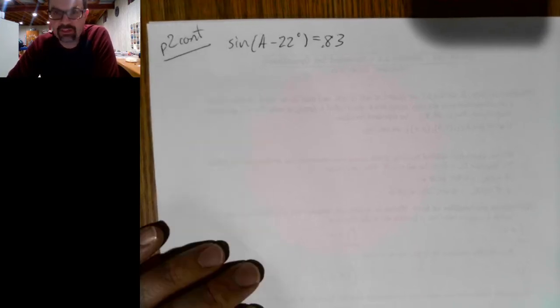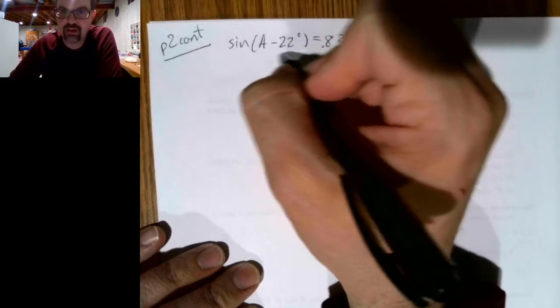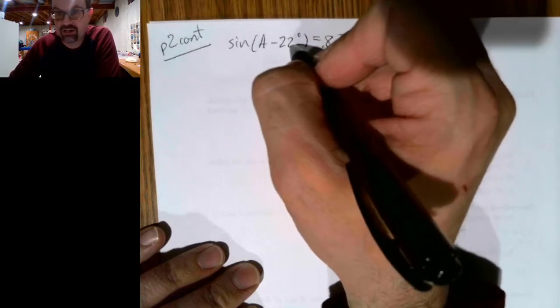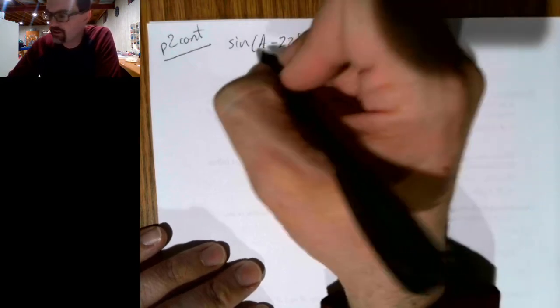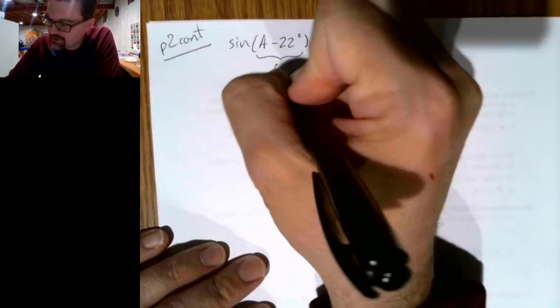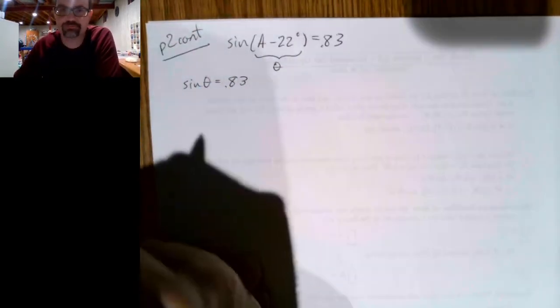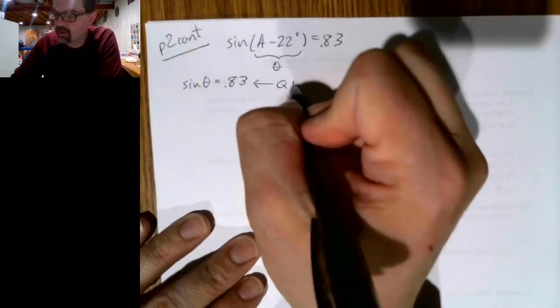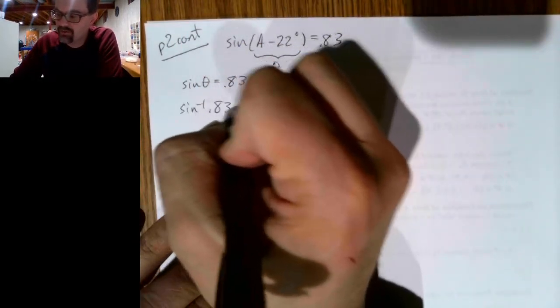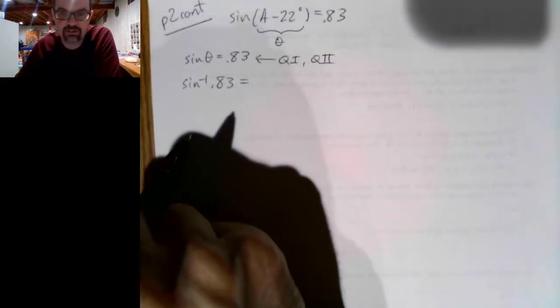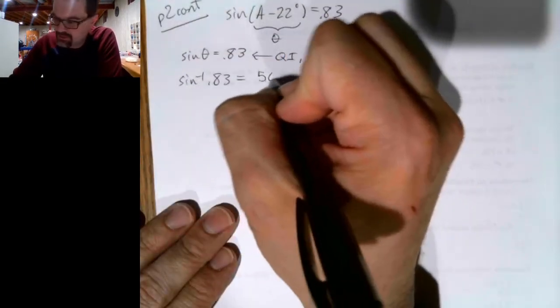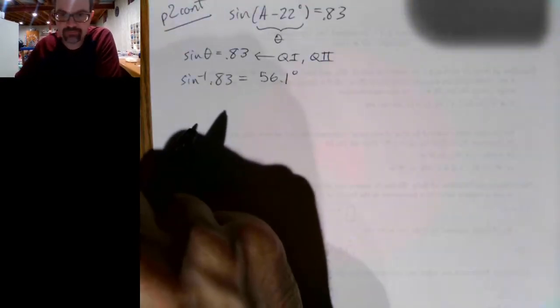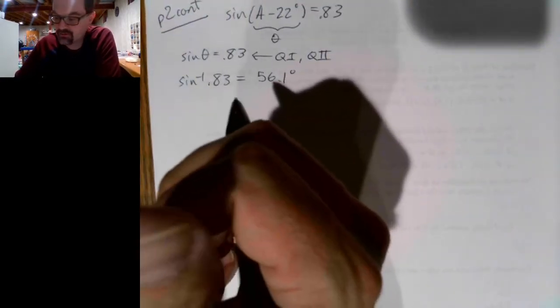Now what's a little different about this one is that what's inside is not just x or theta, it's a minus 22 degrees. If you want to, you could just think, well, let's call this thing theta. So what we're really dealing with is sine theta equals 0.83. It's a sine function, and we're talking about a positive value, so quadrant 1, quadrant 2, inverse sine of 0.83. We're working in degrees here, so make sure you're in degree mode. 56.1 degrees is what I've got. And that's in quadrant 1, and that's our reference angle.